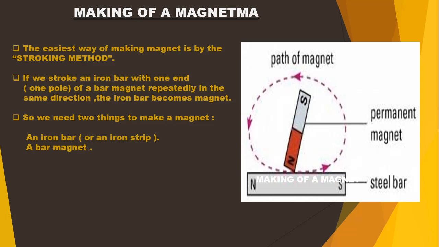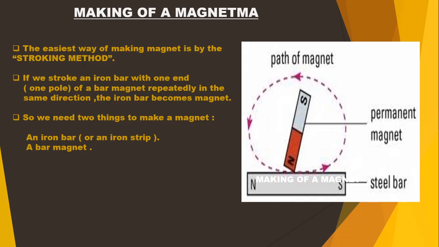You have to take an iron bar or an iron strip which is to be made a magnet, and keep it on a wooden table, and also take a bar magnet. Now hold one end of the bar magnet in your hand and keep the other end of the bar magnet at one end of the iron bar. Without lifting, you have to follow the path as it is shown in the picture.